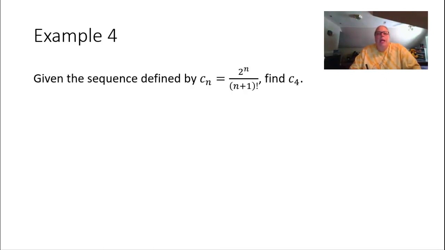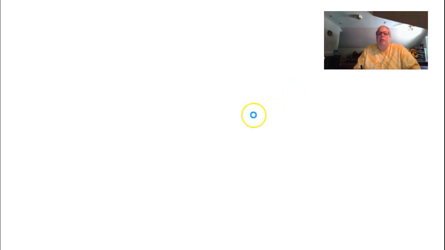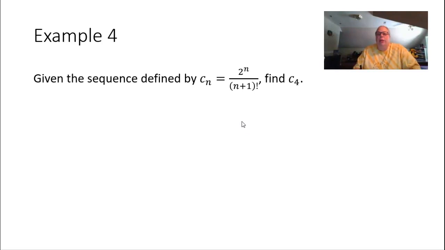Example 4, given the sequence defined by c sub n is equal to 2 to the power of n divided by (n plus 1) factorial, find c sub 4. Well, basically, they're just asking us to find the 4th term in the sequence. And really, all we're going to do is take 4 and plug it into n in all my formula parts there. So c sub 4 will be equal to 2 to the 4th power divided by (4 plus 1) factorial.